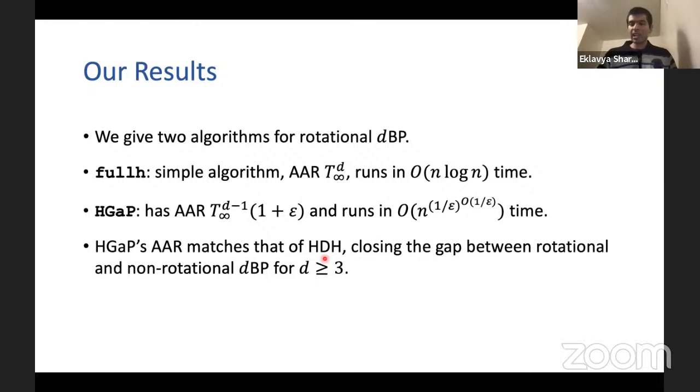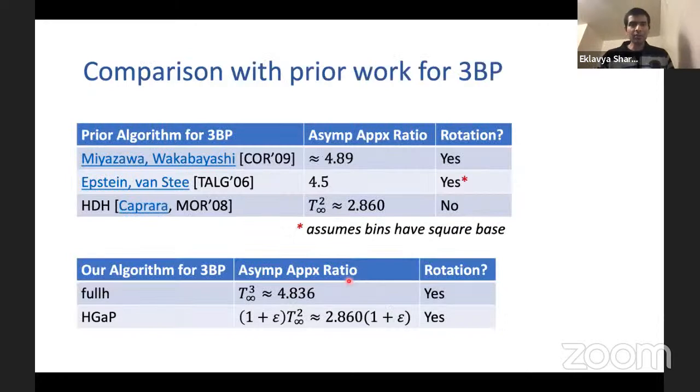And this now closes the gap between the rotational and non-rotational versions of D-dimensional bin packing when D is greater than or equal to 3. Okay. So let's now do a head-to-head comparison of our work with prior work for 3-dimensional bin packing. The Full H algorithm gives us an asymptotic approximation ratio of 4.836, which already does better than the algorithm of Miyazawa and Wakabayashi. And the H-gap algorithm gives us an AAR of around 2.86, which matches that of HDH.